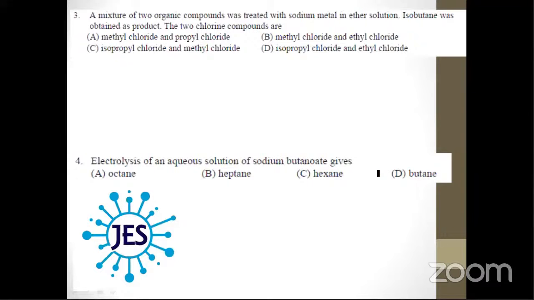Question number 3. A mixture of 2 organic compounds was treated with sodium metal in ether solution. Isobutane was obtained as product. The two chlorine compounds are very important. Very good question. Please mark it important. Again, the product is isobutane. Let me write the product now.